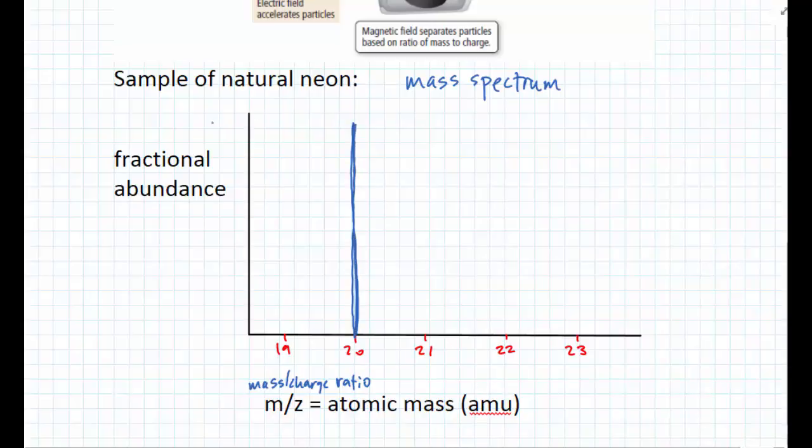Okay. Its value, its abundance, would be 0.9051. Okay. This is a scale from 0 to 1, usually. Tiny little peak at 21, okay, 0.0029. Slightly bigger peak at 22, okay, 0.0922. So what this mass detector is showing us, if we put a naturally occurring sample of neon in it, this is showing us the three isotopes, three natural isotopes of neon.